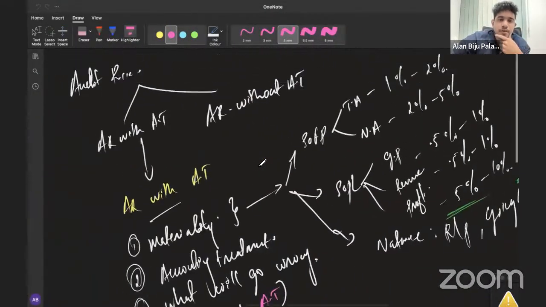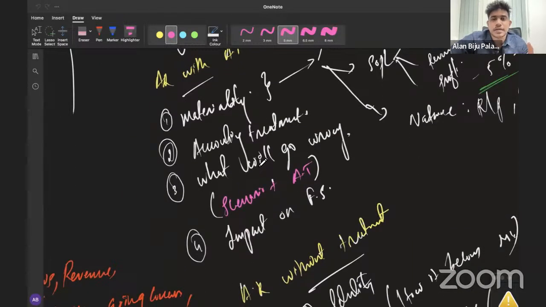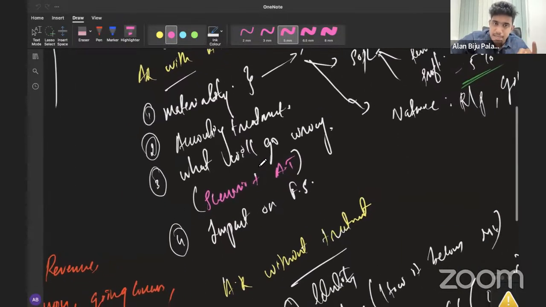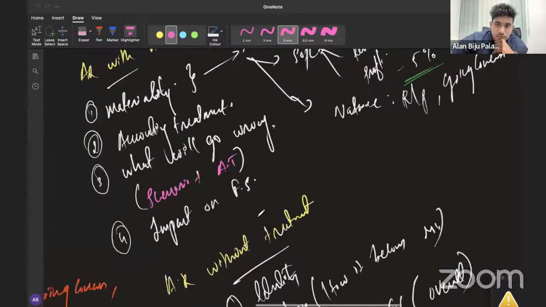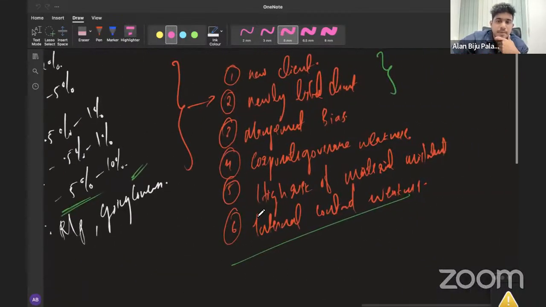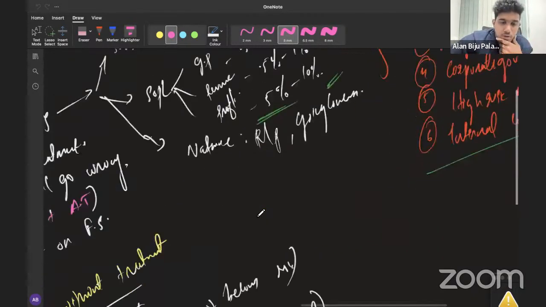One more time, while writing the audit risk with accounting treatment, what are the factors that we need to consider? We should include the materiality, accounting treatment, and what will go wrong. That should be on the basis of the scenario plus accounting treatment. Finally, we should show the impact on the FS. And while determining the materiality, what are the factors to be considered? We need to consider whether it's a new client, a newly listed client, management bias, corporate governance weakness, high risk of material misstatements, and internal control weakness.